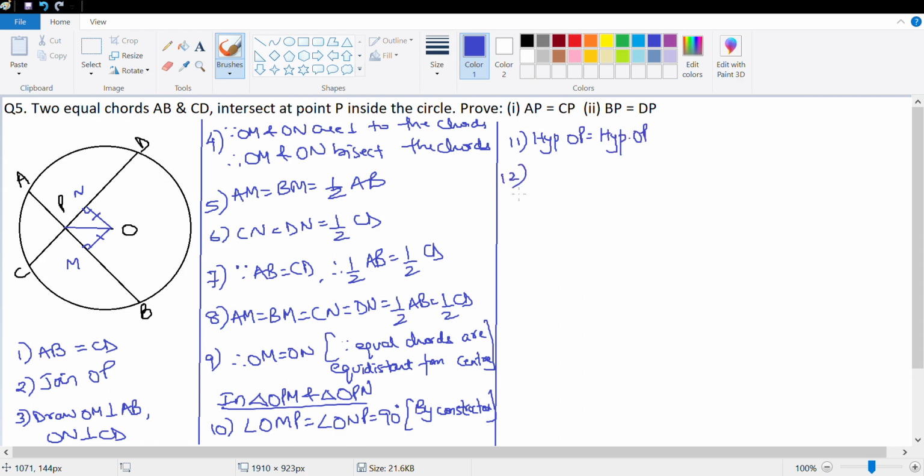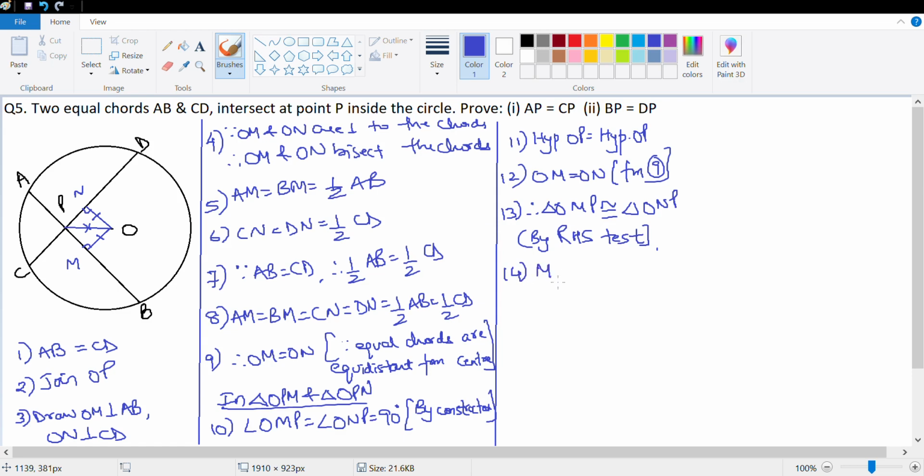So this is what I wrote first. So OP and OP is common and OM is equal to ON. This we got from 9. So I have a right angle, I have a hypotenuse and I have a side, which means therefore triangle OMP is congruent to triangle ONP by RHS test. What this gives me is MP is equal to NP, and the reason for this is CPCT, C.